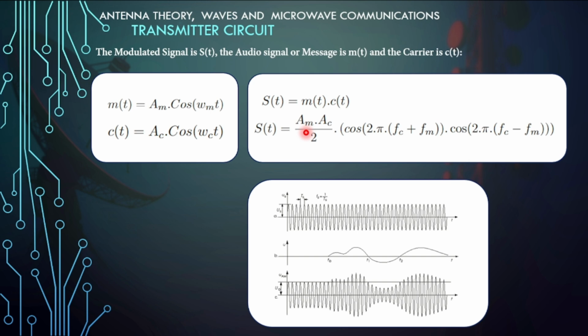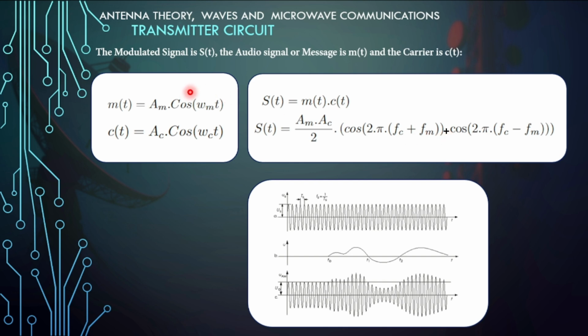What we get is AM AC divided by 2. That is the equation of the modulated signal, by the way. Cosine 2 pi (FC plus FM) t, plus cosine 2 pi (FC minus FM) t. This is what we get. So here it's actually a plus, not a multiplication. This derives from trigonometry equations.